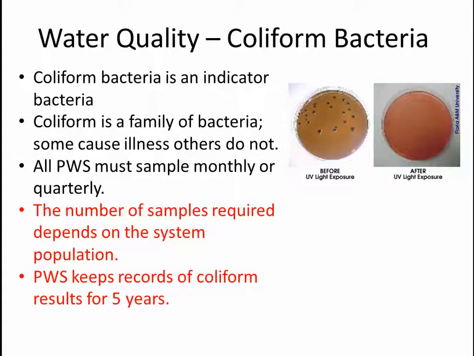Coliform bacteria is an indicator bacteria. It's a whole family of bacteria. Some members of this family are black sheep and some are not. Some will make you sick and some won't. So all public water systems must sample monthly or quarterly for coliform bacteria. It's important to remember that the number of samples that's required is based on the system population. And it's also important to remember that a public water system has to keep records of their coliform results for at least 5 years. Chemical results are required to be kept by the system for at least 10 years.